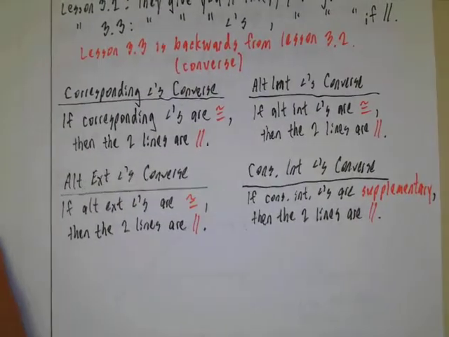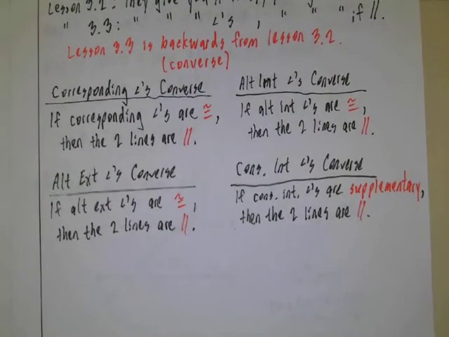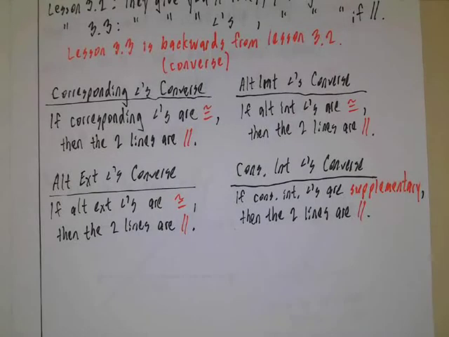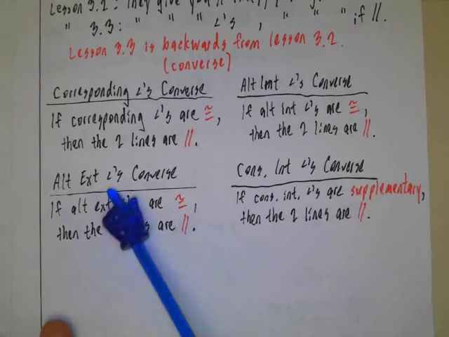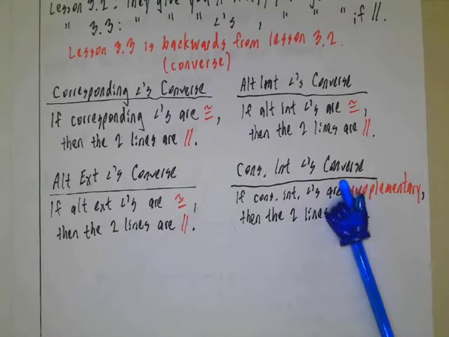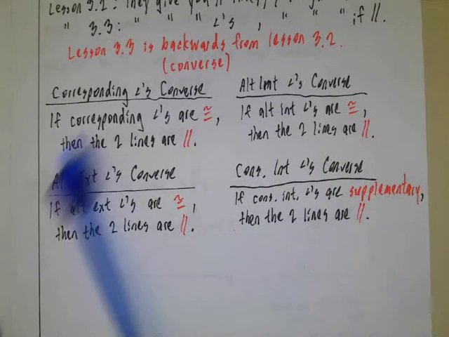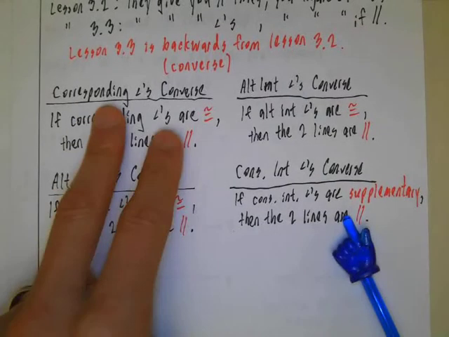We came up with the four converses: corresponding angles converse, alternate interior angles converse, alternate exterior angles converse, and consecutive interior angles converse. These looked very similar to lesson 3.2, except the sentences were flipped around.